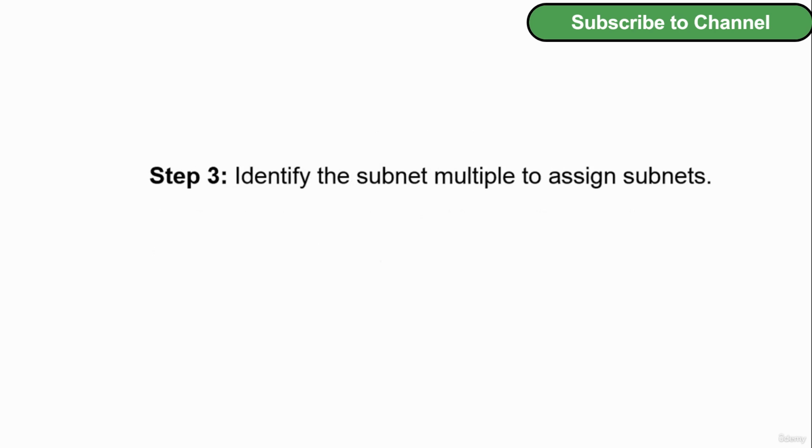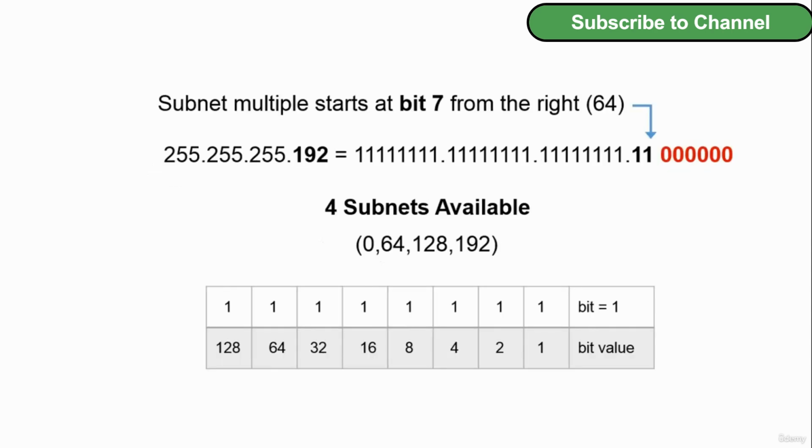So step 3, identify the subnet multiple to assign subnets. We're going to figure out, okay, what's our subnet multiple? Well, it's that first bit there as a part of my subnetting bits. The position is 7, but the value is 64. So 64 is the multiple. And there are only 4, so there's the 0 subnet, 64, then double it to 128, and then 192. You can see on this binary table, I keep including it to show you the bit position and what the value is, and to know that really well. It's easy enough. Like I said, it just keeps doubling as you go from right to left.